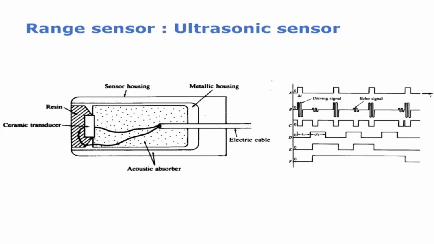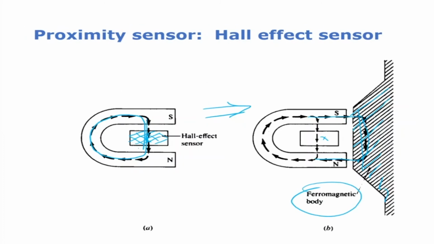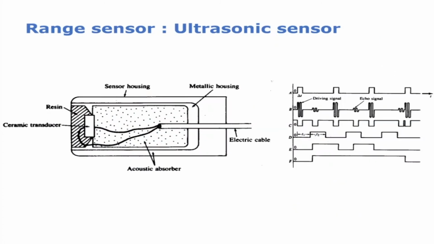Another sensor which is commonly used is the ultrasonic sensor. The ultrasonic sensor is used again for sensing if there is something in front. And the working principle is very, very simple. There is a ceramic transducer, which is a piezo.